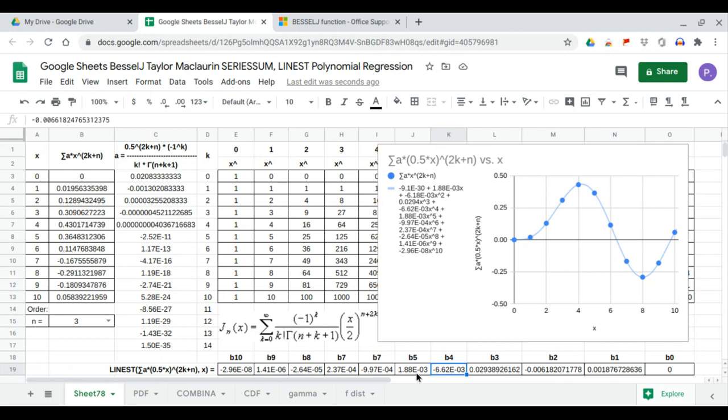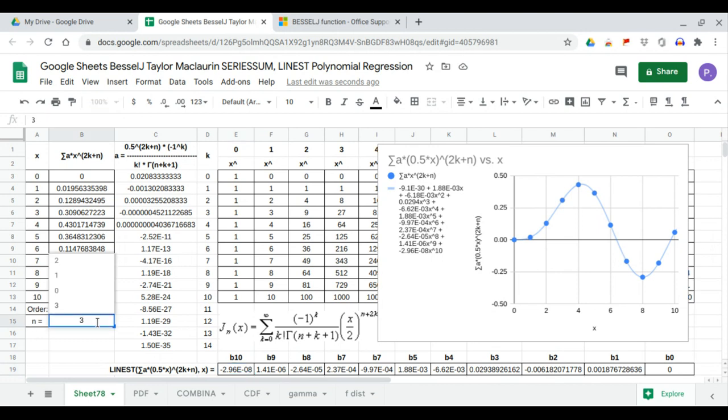6.62 times 10 to the minus 3, 1.88 times 10 to the minus 3, negative 9.97 times 10 to the minus 4. B7 will be 2.37 times 10 to the minus 4, B8 2.64 times 10 to the minus 5, and B9 1.41 times 10 to the minus 6, and B10 negative 2.96 times 10 to the minus 8. And this is a decaying sine function.